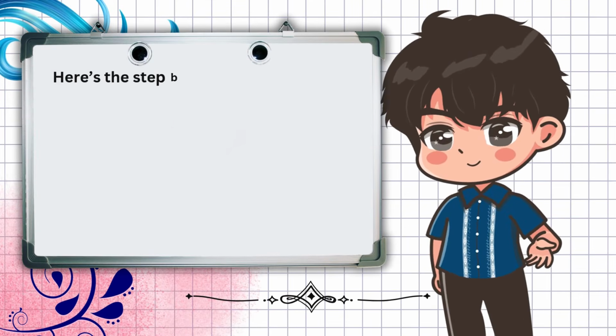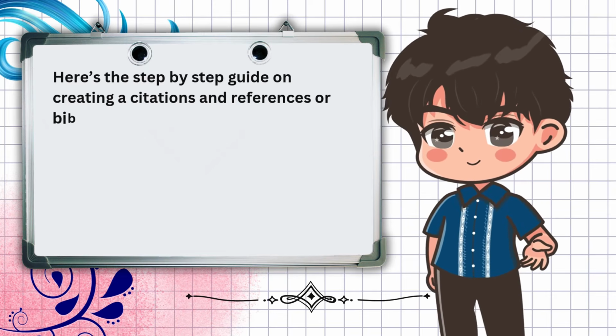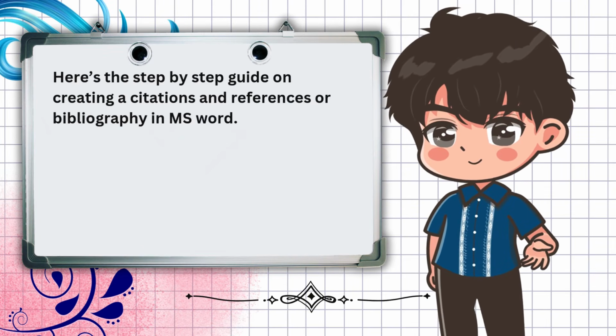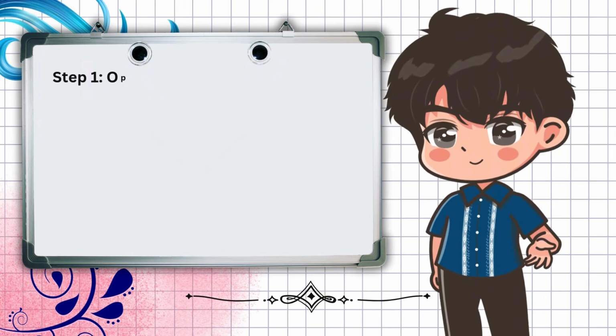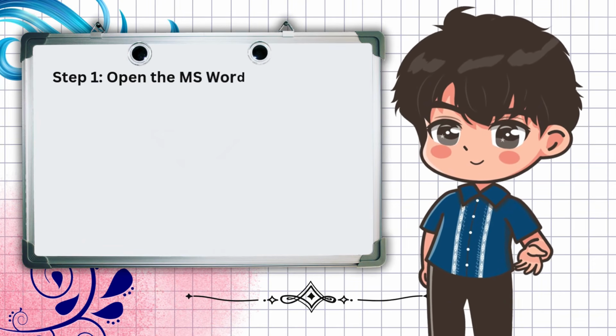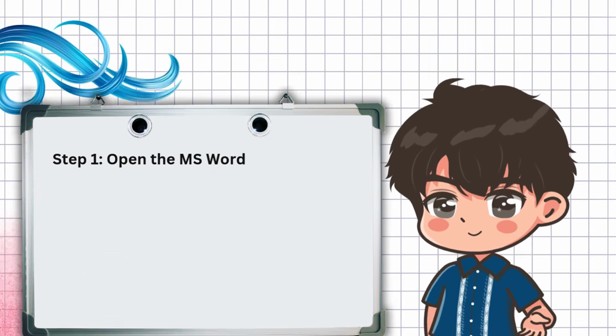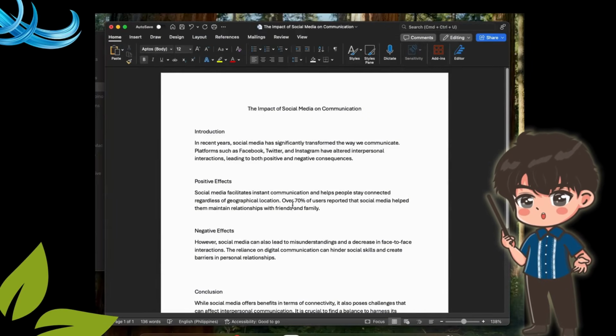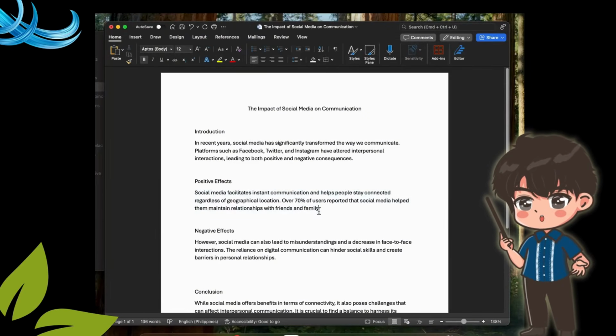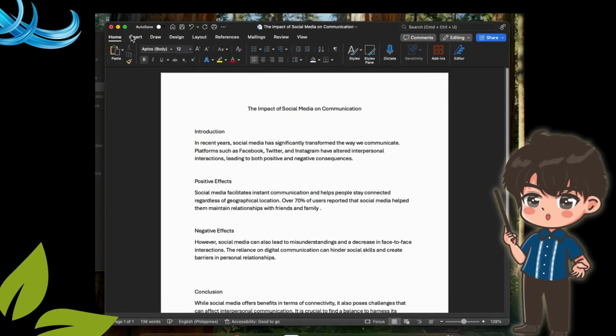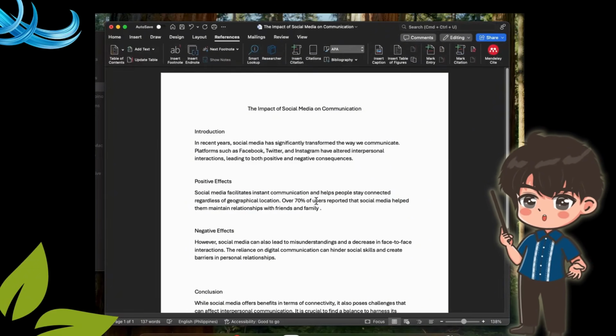Now here's the step-by-step guide on creating citations in reference or bibliography in MS Word. Step 1. Open Microsoft Word and create a document or open an existing document. In my case, I already opened the existing document. Now go to the References tab. Click on the References tab in the ribbon at the top of the screen.